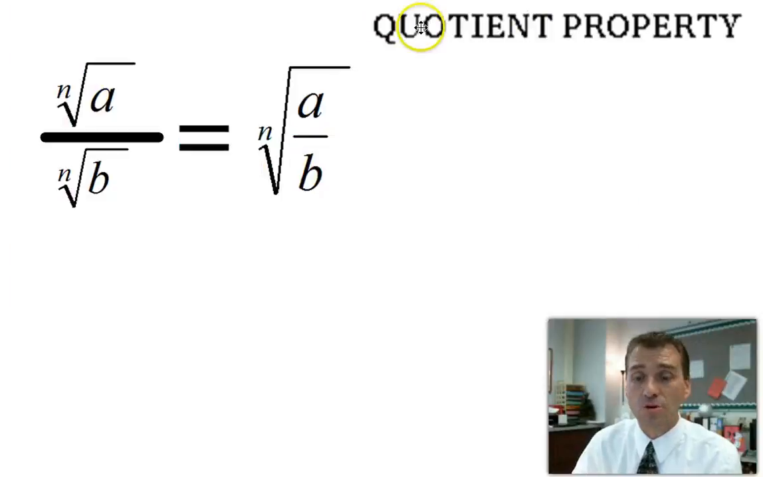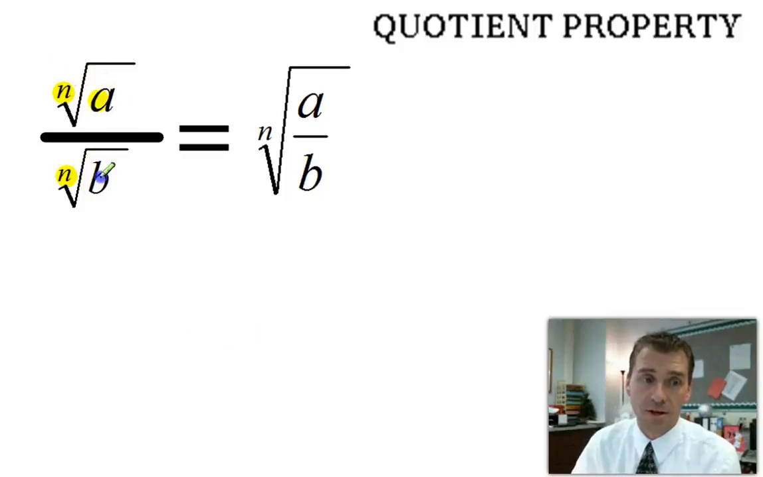This is called the quotient property. You need to make sure you write it down. And what it says is this. If you have the quotient, meaning division, of a radical over another radical, and notice this is extremely key, I hope you write this down and make a big old star next to it, these roots are exactly the same. If the roots aren't the same, this rule doesn't apply.